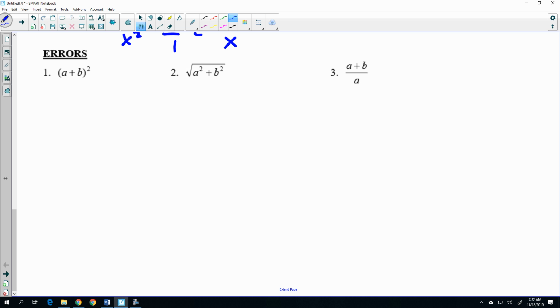Okay, there's certain errors that students make often, and we have to be really careful of this. What do you think the error is on number 1? Like if I'm looking at something, and I just got this off my Algebra 2 test, like half the class is doing this. What do you think they're doing? Yeah, they're forgetting the 2. They're writing it this way. Okay, be very careful. That's the error.